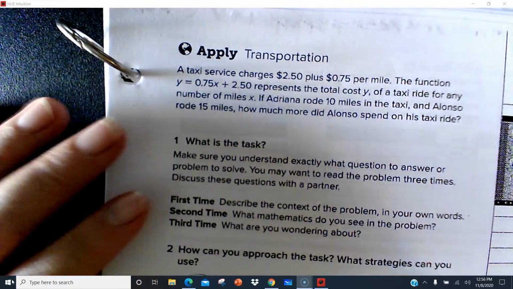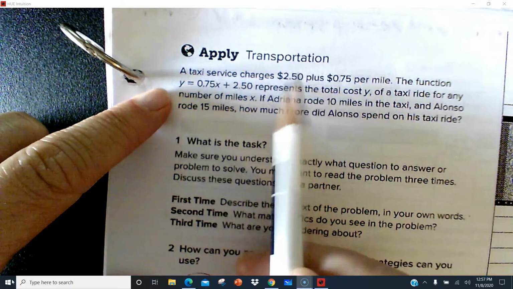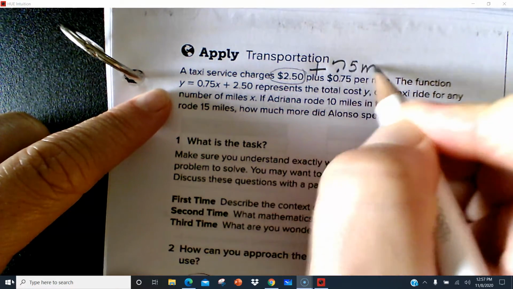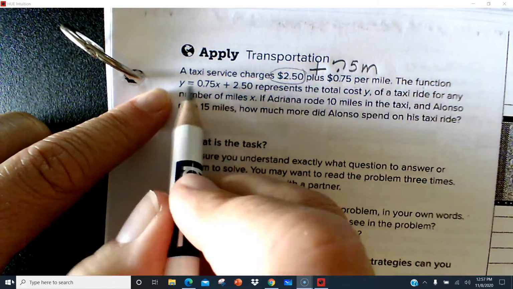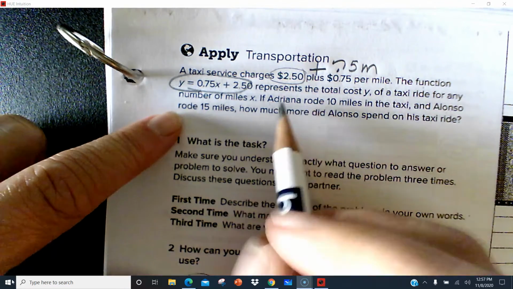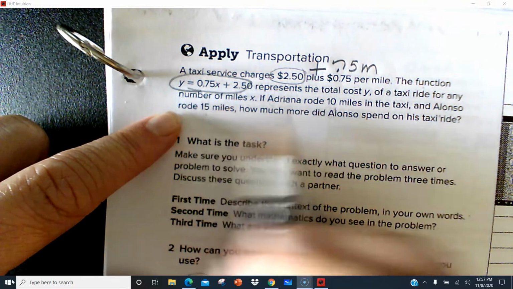Okay, lastly, and this is why we're doing this, I want to be able to hit our word problems. So I know you guys know how to graph. We got the graphing down pat. A taxi service charges $2.50 plus 75 cents per mile, okay? Oh, there we go. We have it set up there. If Adriana rode 10 miles in the taxi and Alonzo rode 15, how much more do they spend?